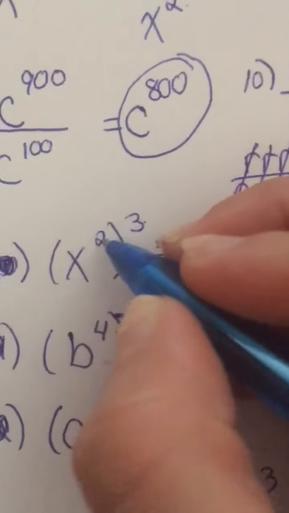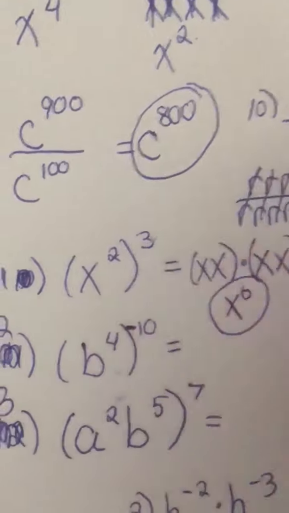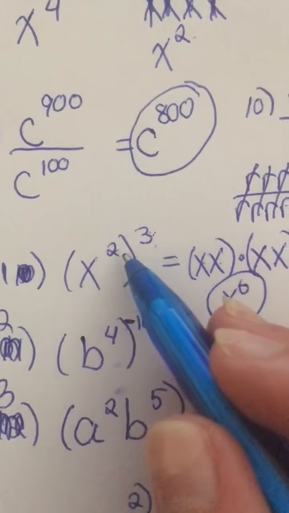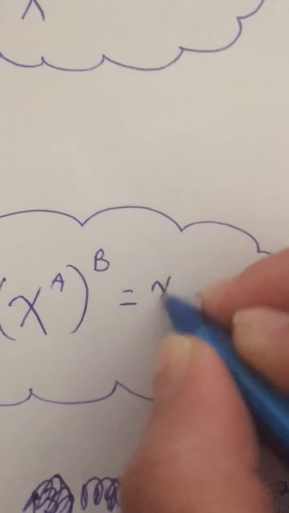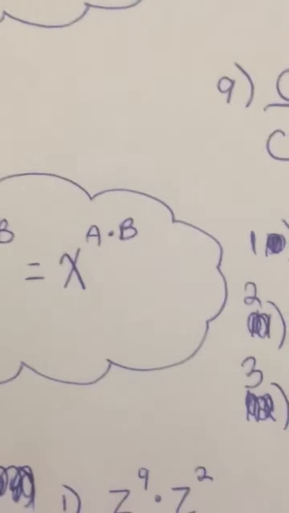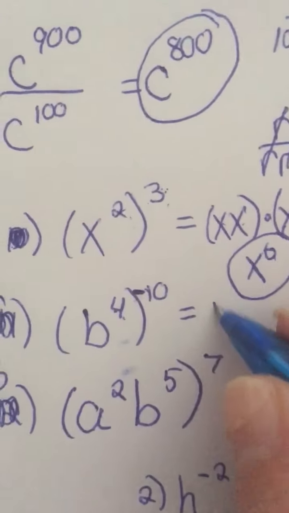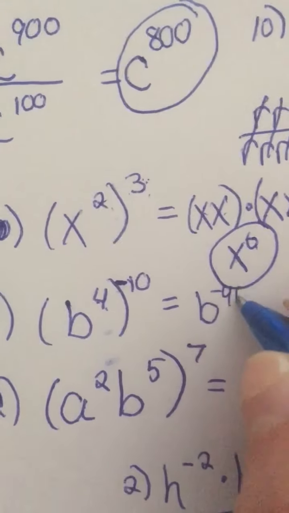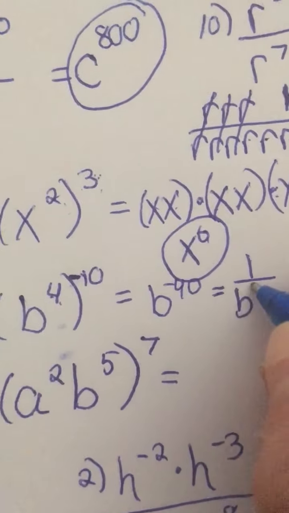So you'll see in this property, when you have a power to a power, like outside of the parentheses, you're just multiplying the numbers. 2 times 3 is 6. So this is going to be x to the a times b. We'll do a bunch of these. So b to the 4th to the negative 10 would be b to the negative 40th. But again, when it's negative, make it 1 over b to the positive 40th.